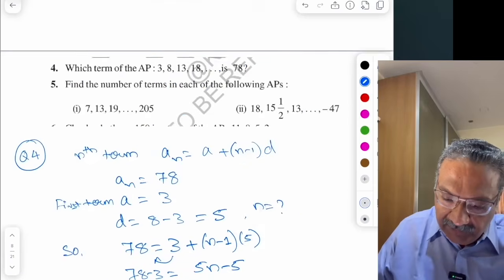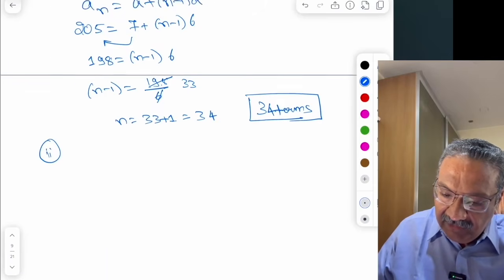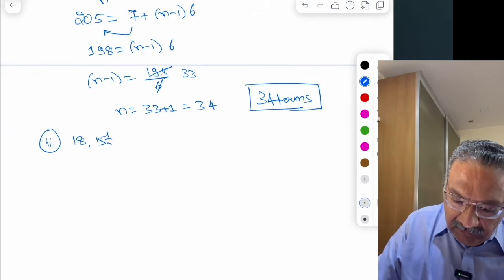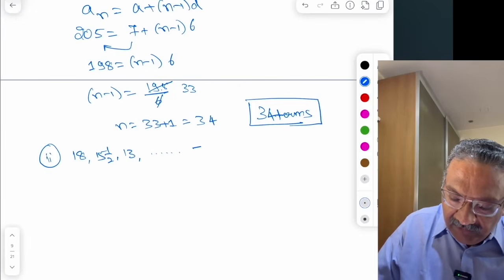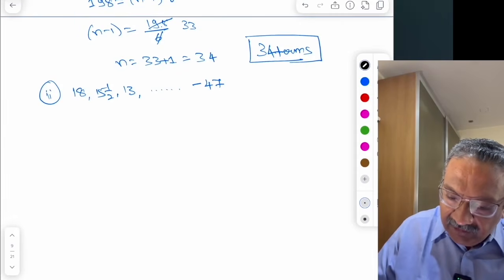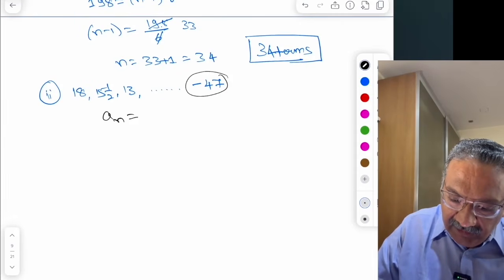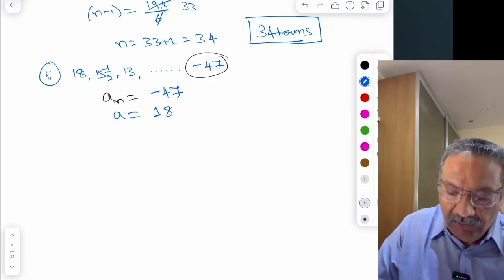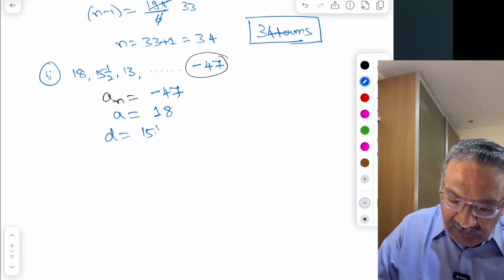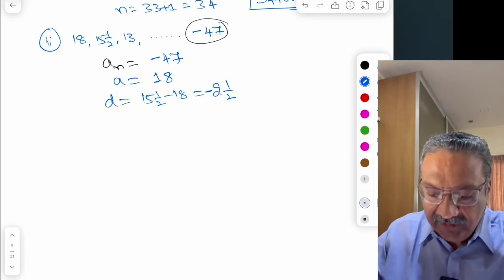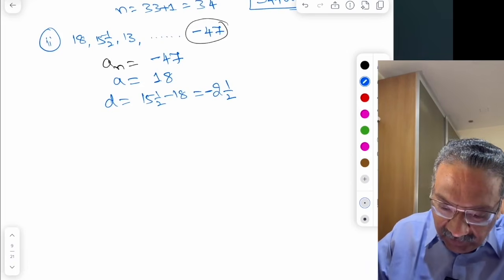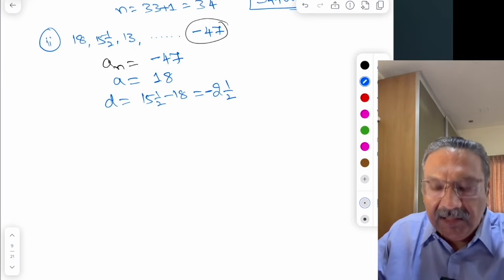Let us take the part 2. The AP is 18, 15 and a half, 13, and so on up to minus 47. Here the nth term, an is equal to minus 47. First term a is equal to 18 and the common difference d is equal to 15 and a half minus 18, which happens to be minus 2 and a half. So be careful about the minus sign as usual.